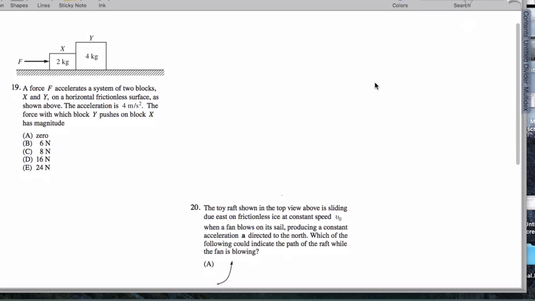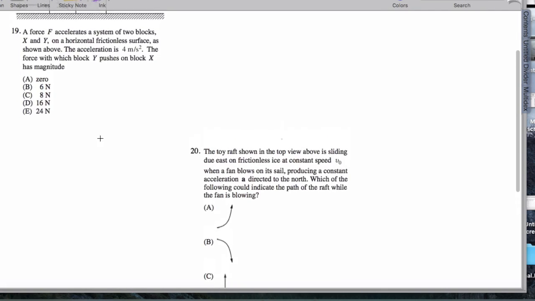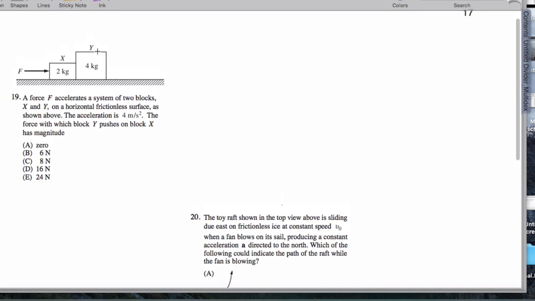Problem 19. Whoa. So we've got this little problem here. We've got a force accelerating a system with 2 blocks. Let's actually take a look at this. There's no friction. So we've got F. We've got the normal on X due to Y. We've got the weight of X. And we've got the normal on X due to the floor. And then for the 4 kilogram block, we've got the normal on Y due to X. We've got the weight of Y. And we have the normal on Y.